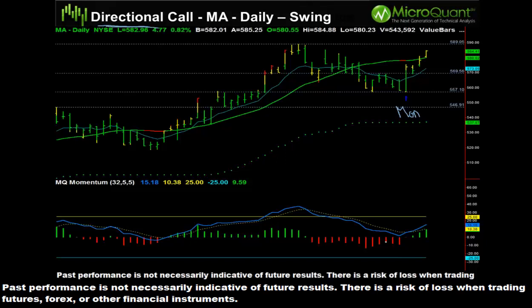We notice here that NQ momentum is decreasing to the downside. And we actually see on this particular bar, we get a green histogram bar, and the indicator line slope is positive. So we go ahead and purchase a delta 70 call that is expiring by the end of the week.